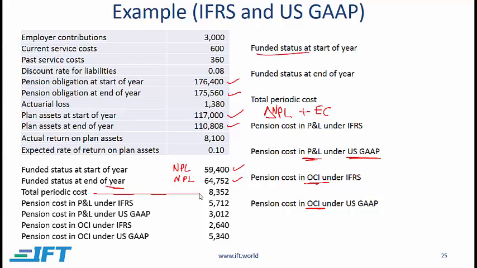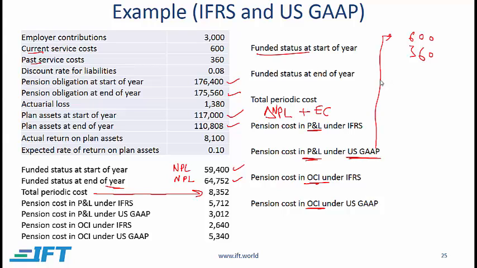What is the total periodic cost? So that is the change. So it's going to be this number 64,752 minus this plus 3,000. So that's the total periodic pension cost for the year. Then what is the pension cost in P&L under IFRS? So remember, under IFRS we are going to have the entire service cost, and under IFRS we don't really distinguish between current and past. So we are going to have 600 and 360.